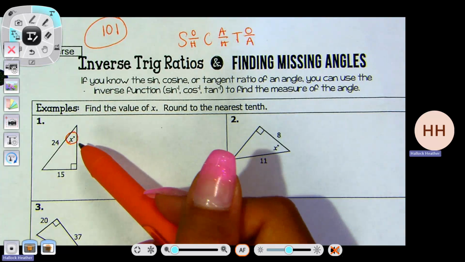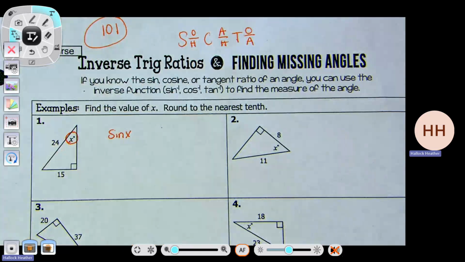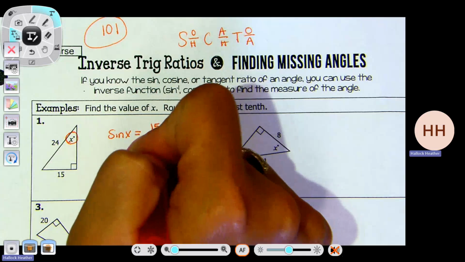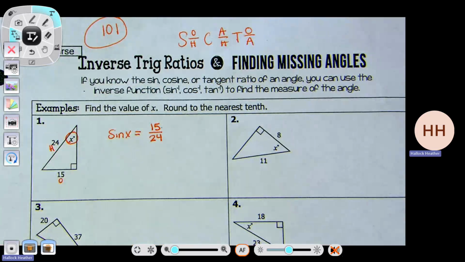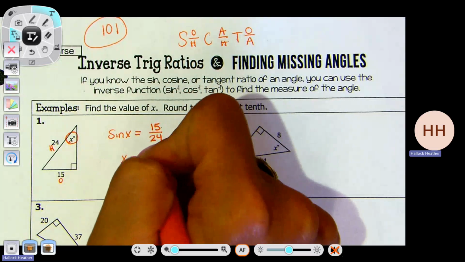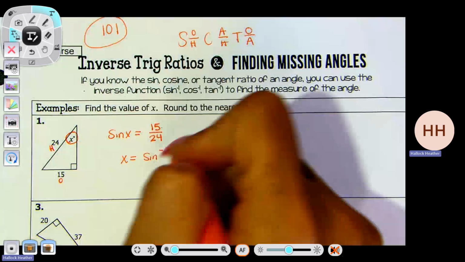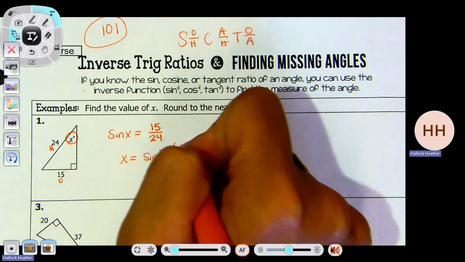Sine, cosine, tangent. Sine. So we're going to say sine of x, because we don't know the angle, equals 15 over 24. Opposite over hypotenuse. So now the way that this is written, just follow along, we're going to get x by itself by taking the inverse of sine. So it's sine to the -1. You're not dividing by sine. We are doing sine to the -1, and 15 over 24 stays exactly the same.